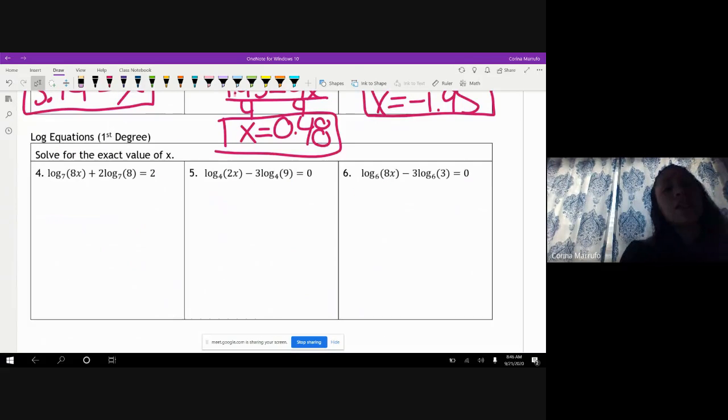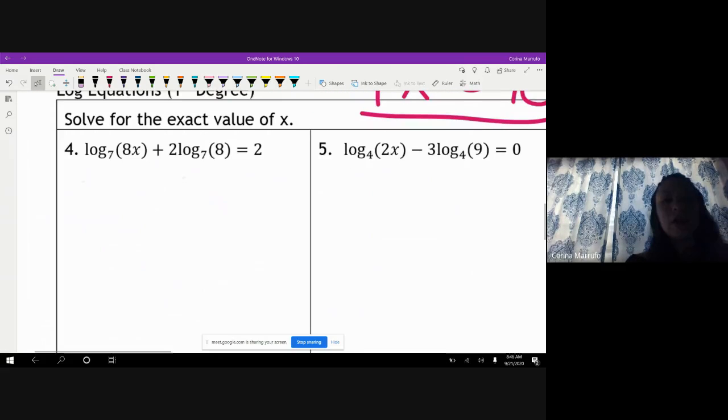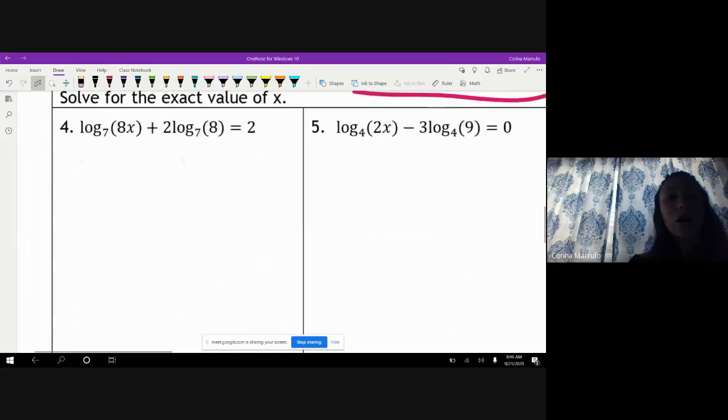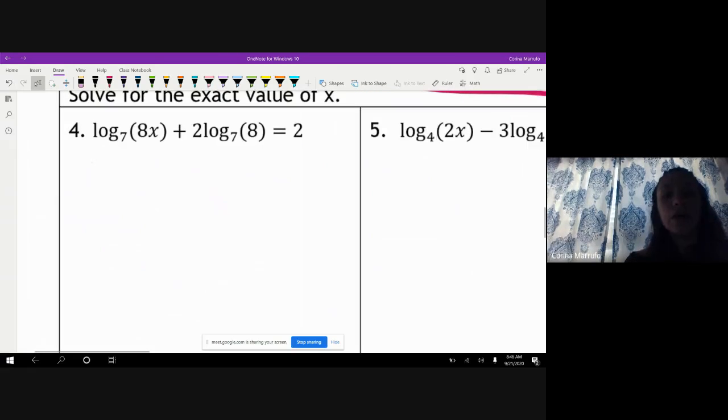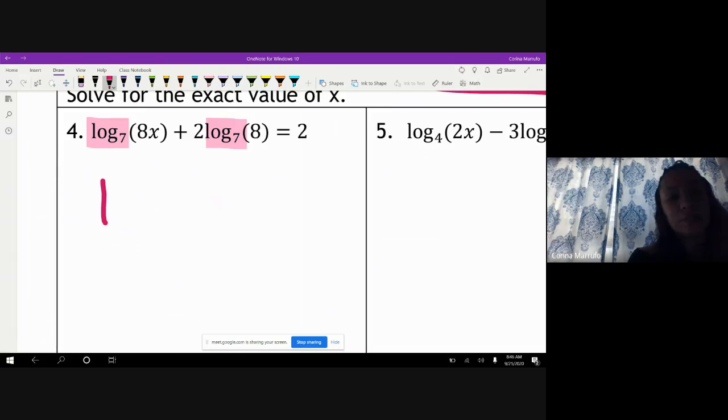All right, the next section, log equations. So we have first degree. They want us to solve for the exact value of x. We're going to have to do 2 things that we did in the previous lesson. We need to condense the log. So we need to shrink this into 1 log. This is log base 7. This is log base 7. So we're only going to write log base 7 once.